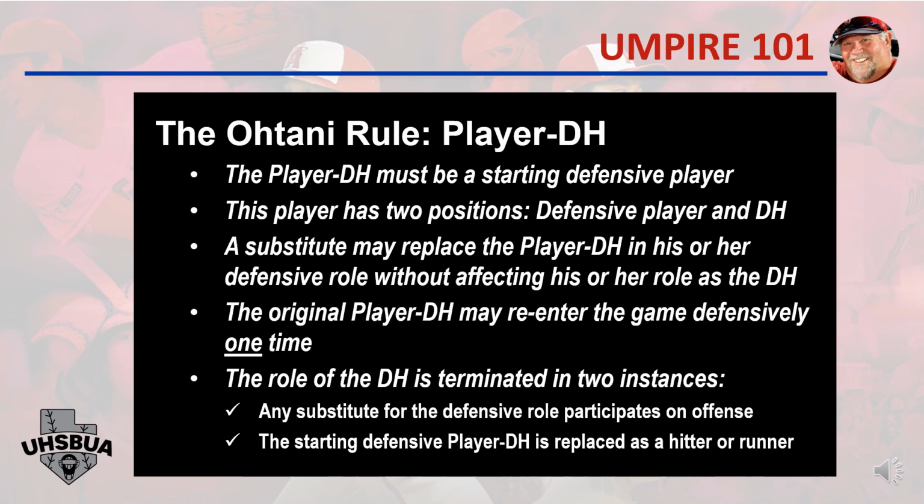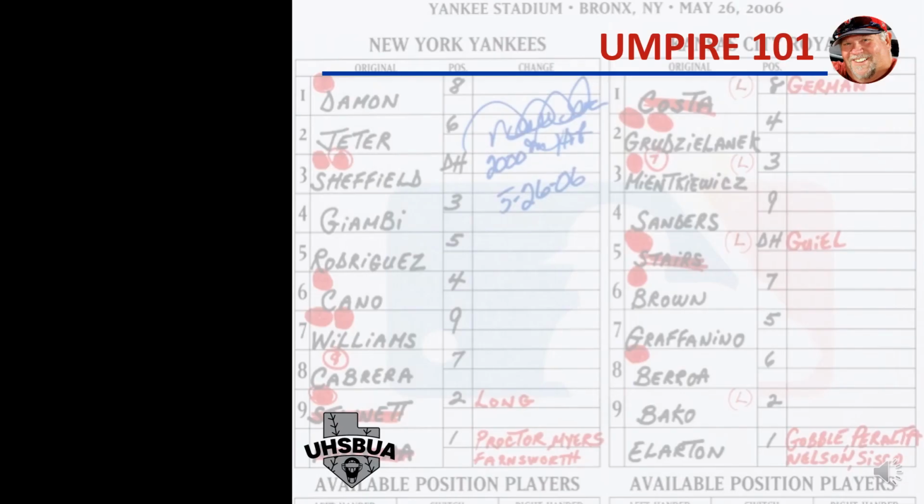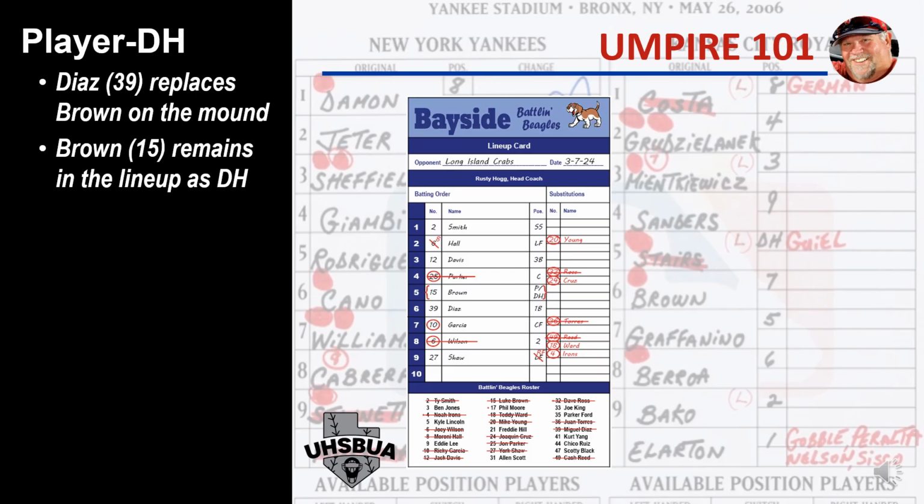Obviously, teams use the player DH option because their starting pitcher is also one of their best offensive players. The player DH option allows a team to keep that player in the game on offense even after he is replaced on the mound. Now let's try managing a lineup with a player DH. Suppose that number 15, Brown, loses his steam and must be replaced on the mound. Number 39, Diaz, takes his place on the bump, but Coach Hogg wants to keep Brown's bat in the lineup.